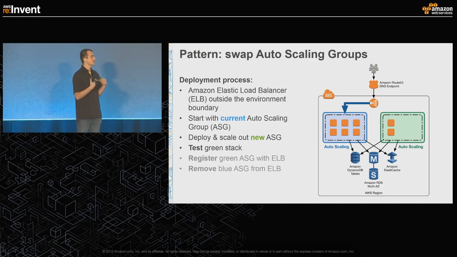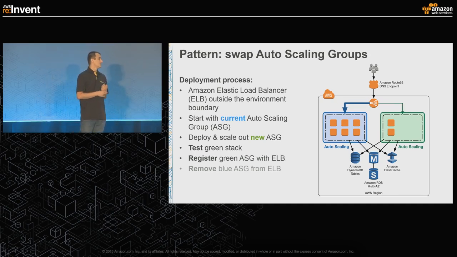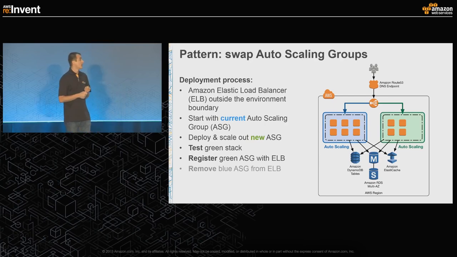At this point, you can use a secondary load balancer to test for functional issues. And then you register the green auto-scaling group with the same load balancer, and it will start receiving traffic immediately. And then you start growing that auto-scaling group until you reach desired capacity, and you start removing instances out of the blue one. Now, there's two ways you can do that.